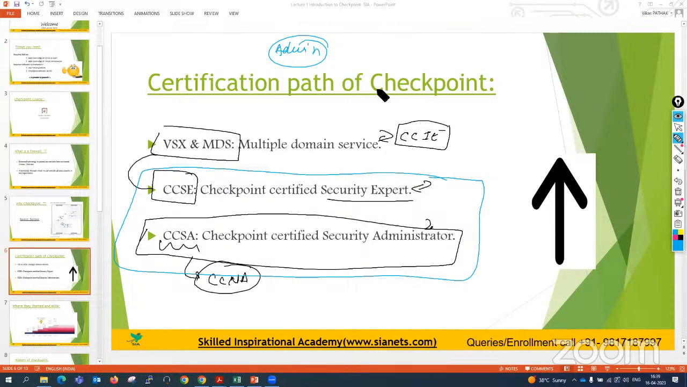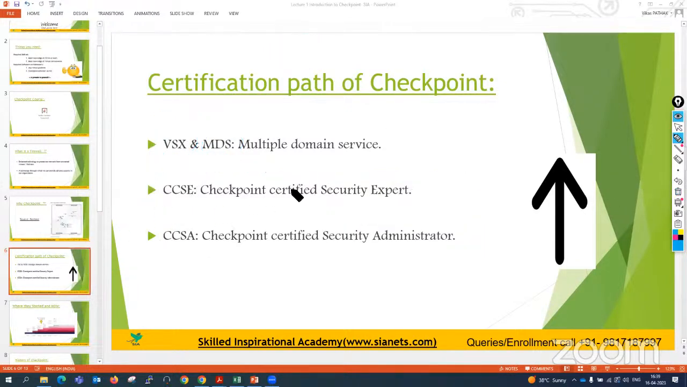While completing CCSA and CCSE, I'll be touching on MDS and VSX technologies also. What is the difference between them? I'll be touching on the basic fundamentals of VSX and MDS. Although it's a very different batch and a very different technology, I'll be giving you some insight about it. Do not worry about it. So this is the certification part basically.